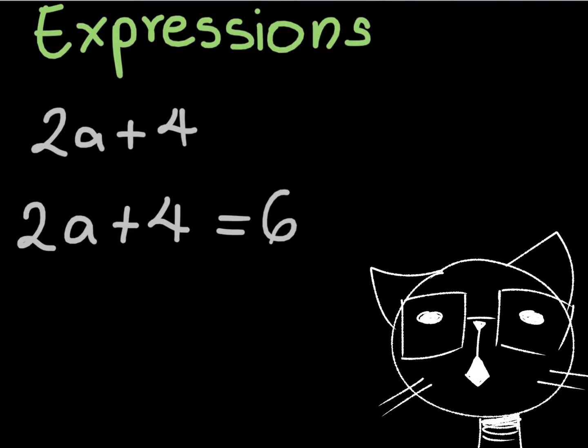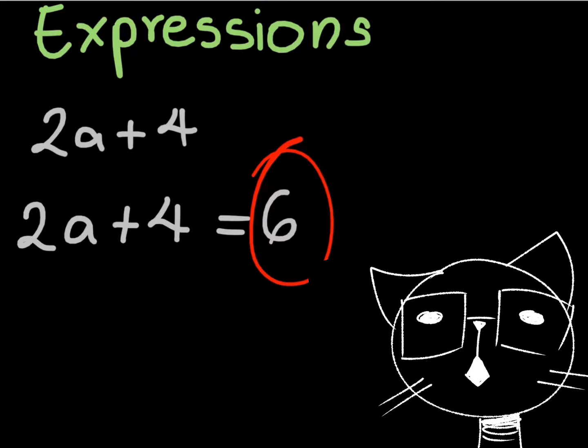As you can see below, we have an equation. You know it's an equation because there's an equal sign. Now as you can see, the equation has a right hand side. You can see 6 on the right hand side, but an expression doesn't have that.